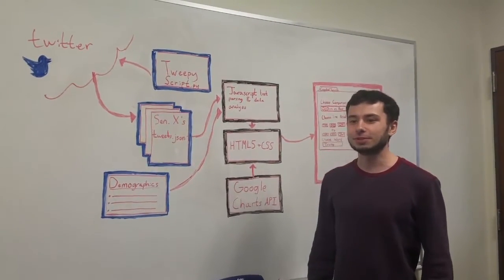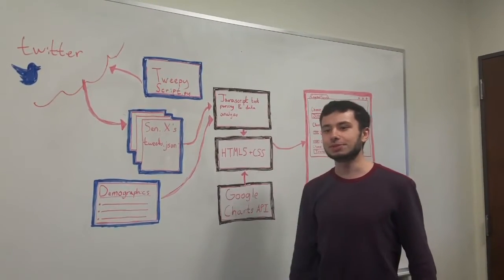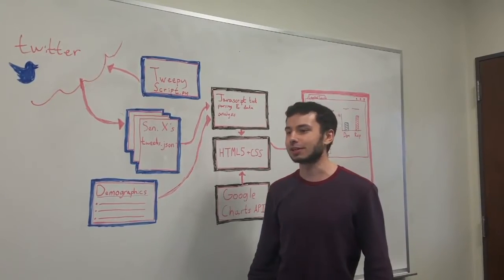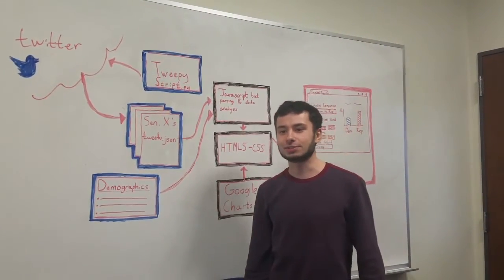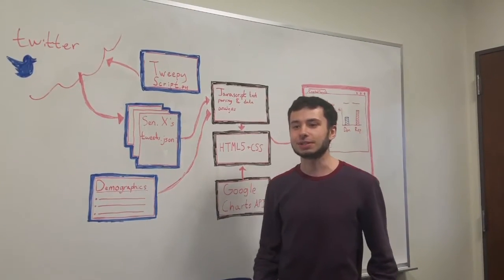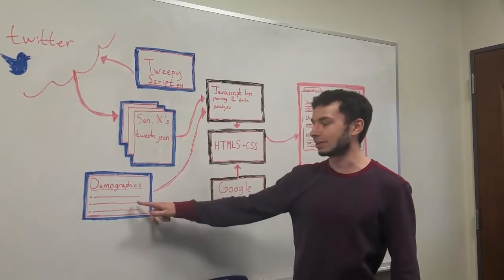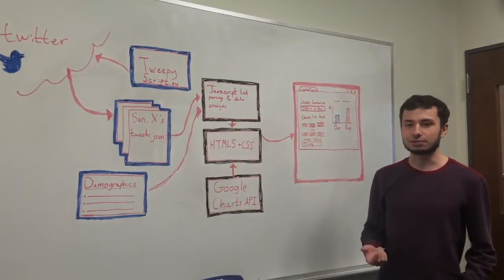Here on the whiteboard, we have laid out the architecture of our project. First, we use Tweetbee to access Twitter and download the historical tweets from all congressional Twitter accounts in JSON format. This generated 527 JSON files totaling 190 megabytes of data. We then access the JSON files along with our demographic spreadsheet with our JavaScript code. This code is the heart of our project.